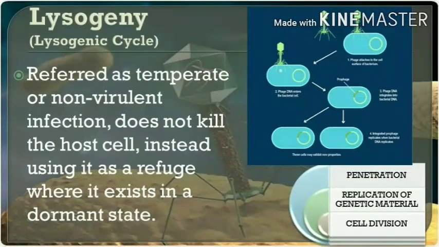Next is lysogeny, or the lysogenic cycle. Referred to as temperate or non-virulent infection, it does not kill the host cell, instead using it as a refuge where it exists in a dormant state. It is a rare method of viral reproduction and depends largely upon the lytic cycle. In contrast, the lysogenic cycle does not result in immediate lysing of the host cell. Those phages able to undergo lysogeny are known as temperate phages.